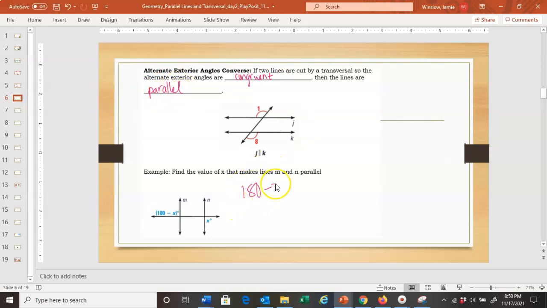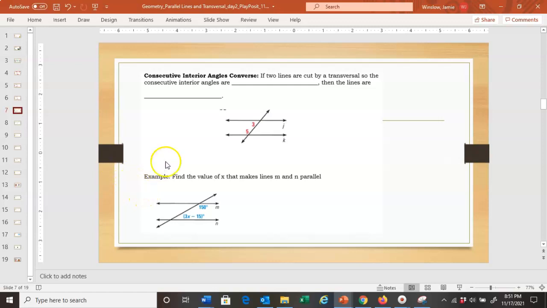So let's see, 180 minus x equals x. So I'll add x to both sides. 180 equals 2x and divide by 2. X is 90. All right, x is 90 and 180 minus 90 is 90. So M and N are parallel and that transversal is perpendicular. That's interesting. Where parallel and perpendicular lines exist in the same space.